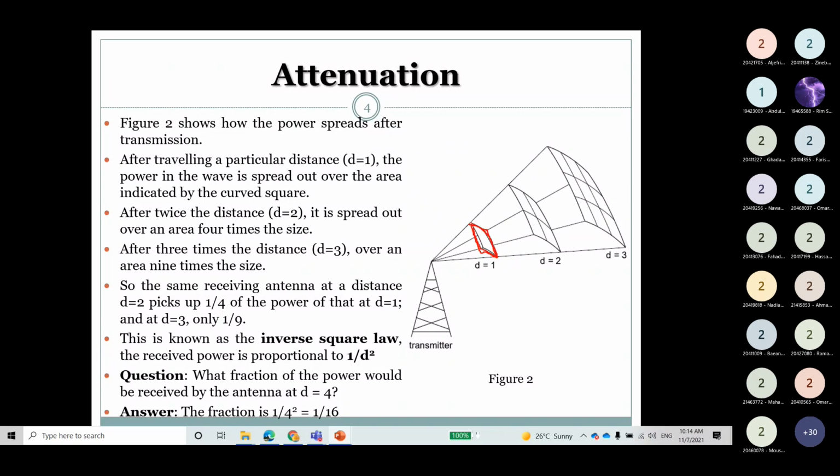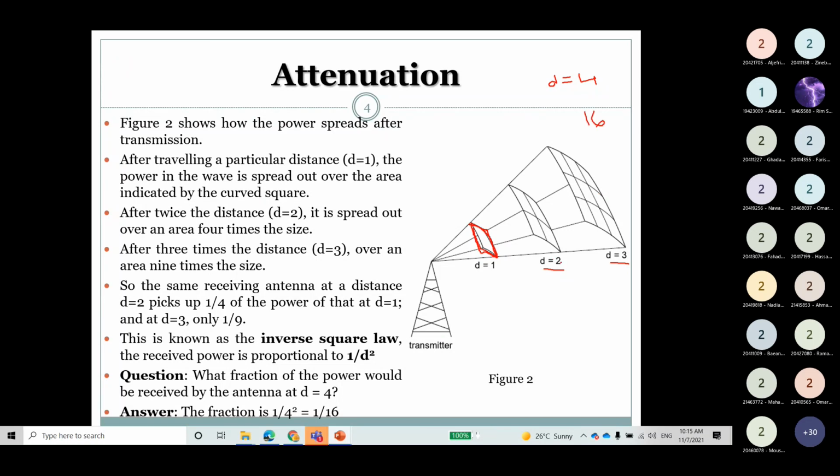Imagine that this is the power of this signal. After distance, when the distance is equal to 2, the power here is divided by 4. And when the distance is equal to 3, the power is divided by 9. When the distance is equal to 4, tell me how much? When d is equal to 4, here we will have how much? We will have 16.